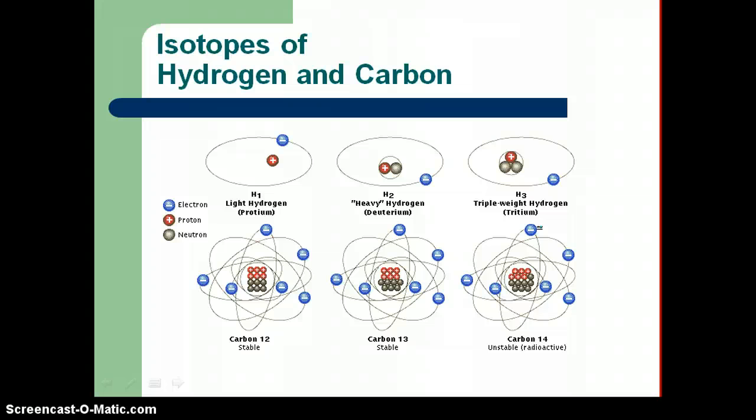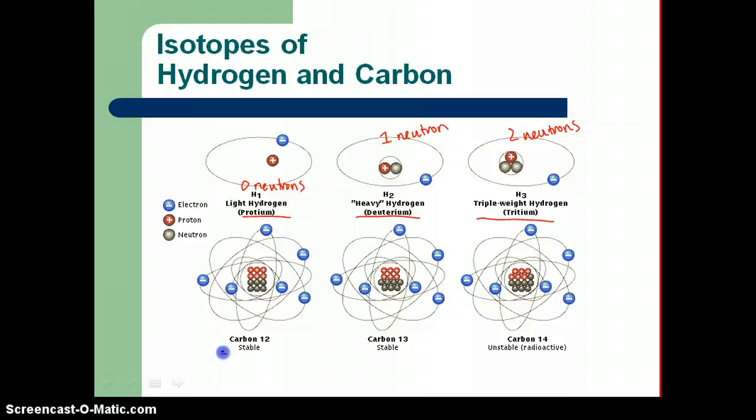In this one, it's called a light hydrogen, H1. There's no neutrons, 0 neutrons. In this one, deuterium, there's 1 neutron. And then here, tritium, there's 2 neutrons. Just to show you an example. You don't have to draw those, but just to show you how the mass can change.